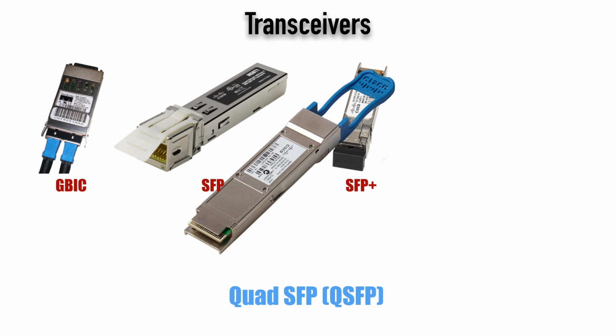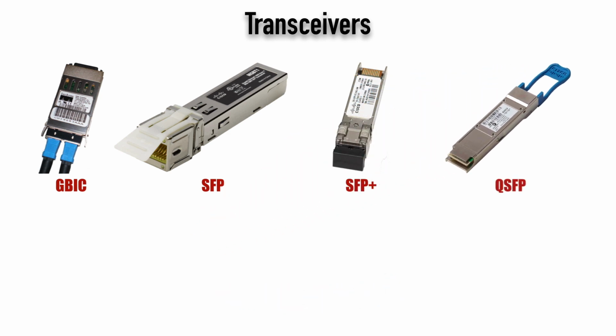Well, the one I'm showing you on screen is actually a quad SFP plus. He gives us 4 times 10 gig. So this one connector, it's got a 40 gigabit per second throughput, if you can imagine.